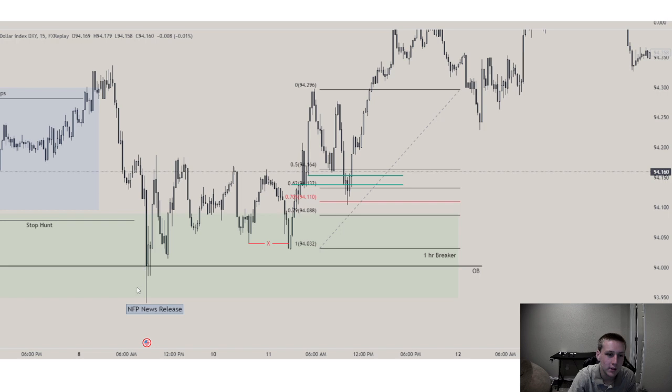NFP ends up releasing, and then right here, if you look at the previous slides, this actually is an SMT with Euro USD. We had an SMT right here. Then we have a stop hunt, and then we have displacement higher, pull back to OTE, and this is a 1 hour fair value gap notated right here. We pull back to that area, and then we offer higher prices.